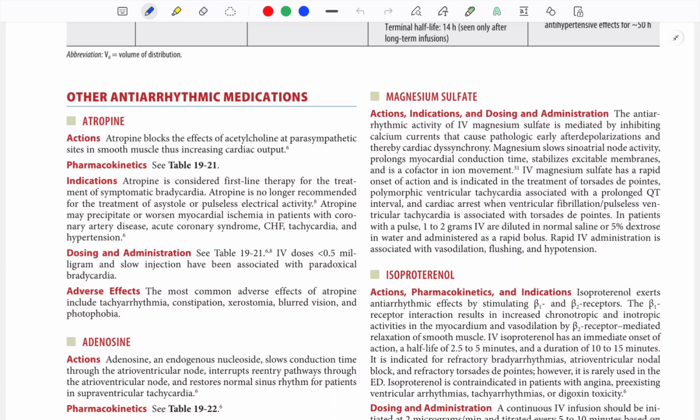Atropine is a first-line therapy in the treatment of symptomatic bradycardia. So if your bradycardia is asymptomatic, meaning there are no symptoms, you may or may not use atropine. Atropine is no longer recommended for the treatment of asystole or pulseless electrical activity.